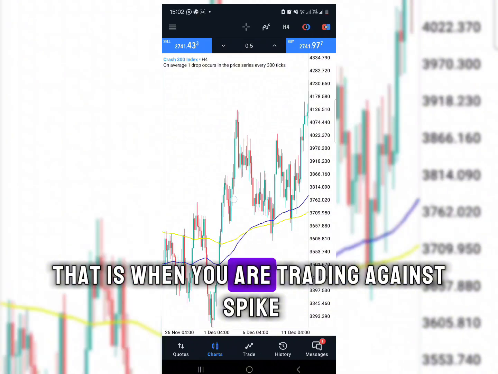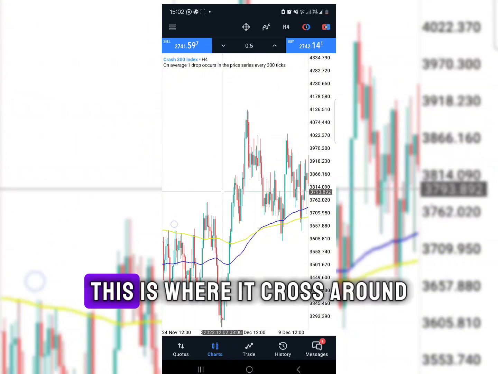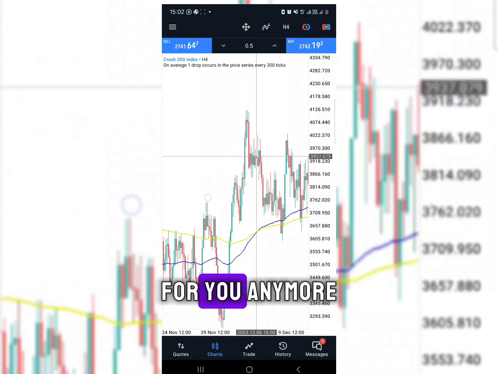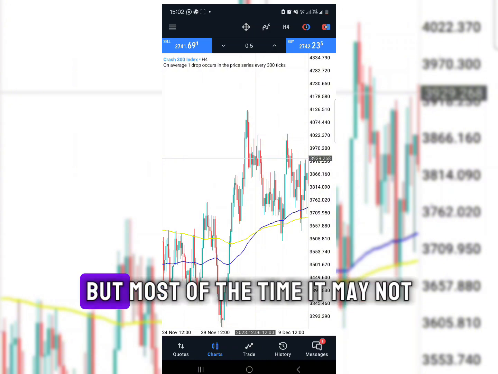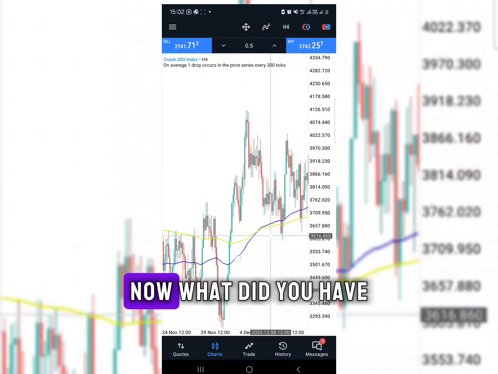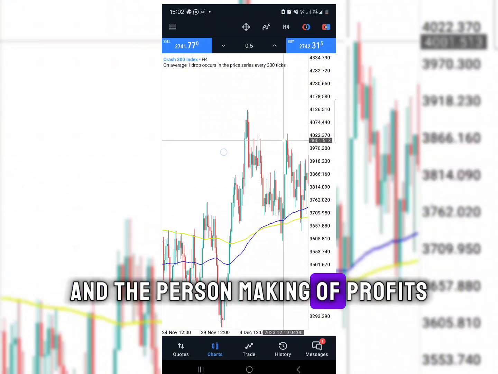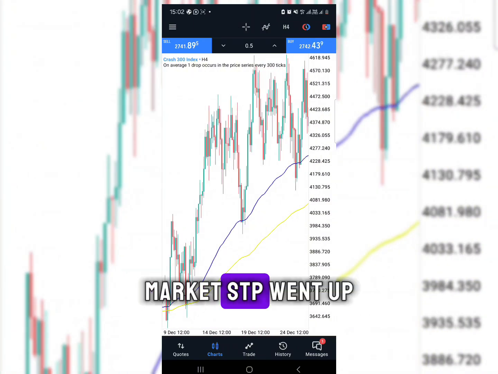That is when you are trading against spike. So this is where it crosses, around this area is where you cross for you. Anybody that enters here, remember I told you that sometimes it will play out, but most of the time it may not. Now, what did you have? The market returns back for somebody who is patient, and the person makes enough profit because it went up and it's profitable. Market still keeps going up.